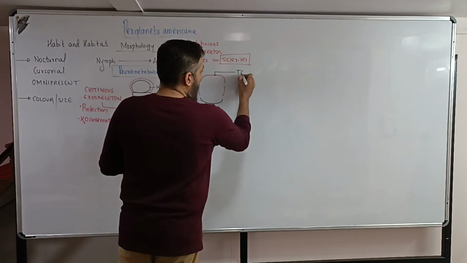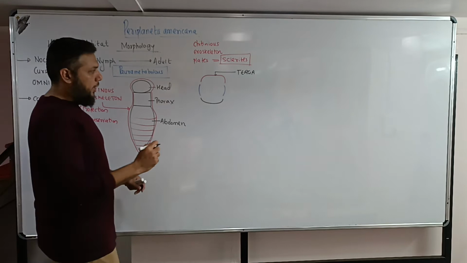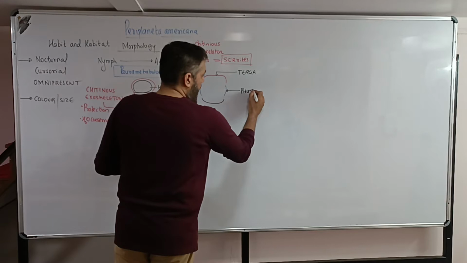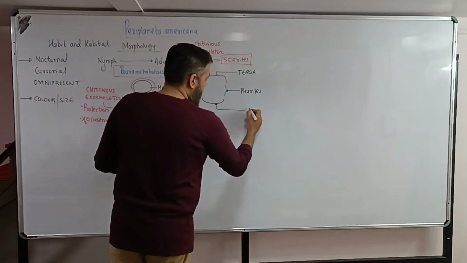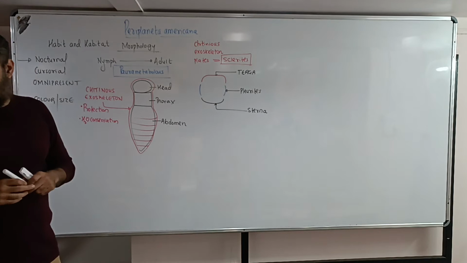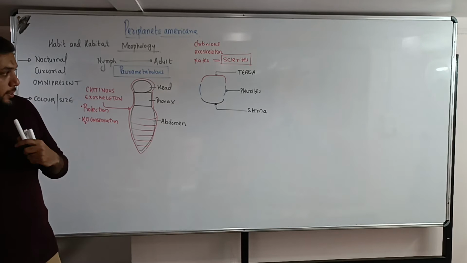And the sclerites on the lateral sides are called pleurites or pleura. And the ventral side, they are called sterna. Dorsal, terga; lateral, pleurites; ventral, sterna.